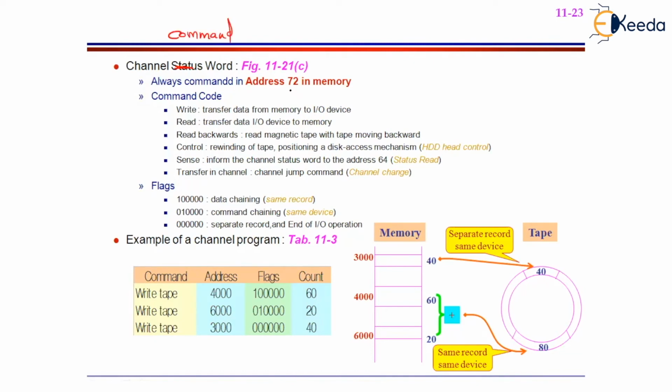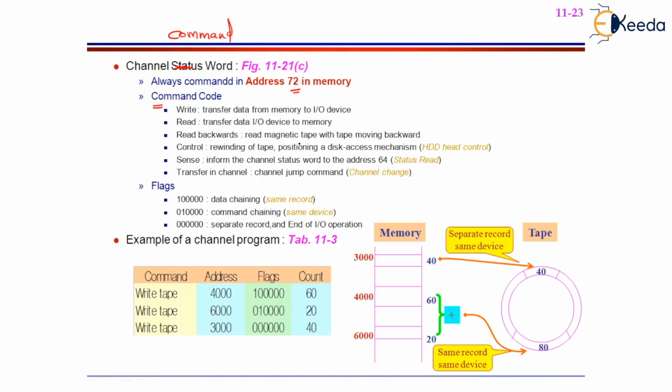The command word is always stored in address 72 in the main memory. There can be several command codes. What are the command codes? When an IO instruction is getting executed, this IO instruction has a command code. What is the command code? It can be write, which is for transferring the data from memory to the IO devices, or it can be read, that is data from the IO device to the main memory.